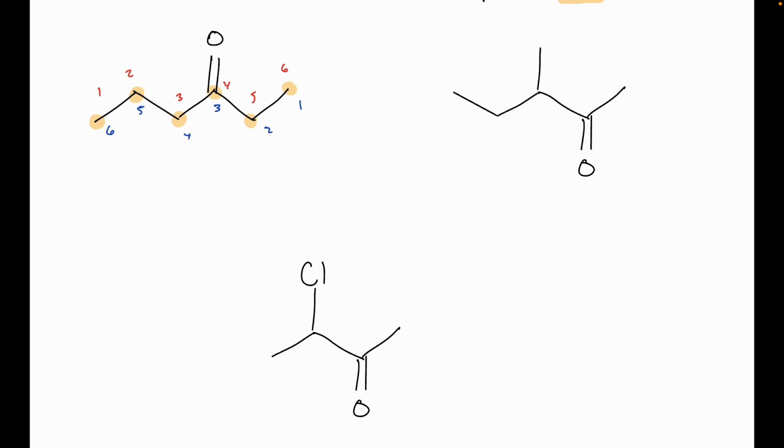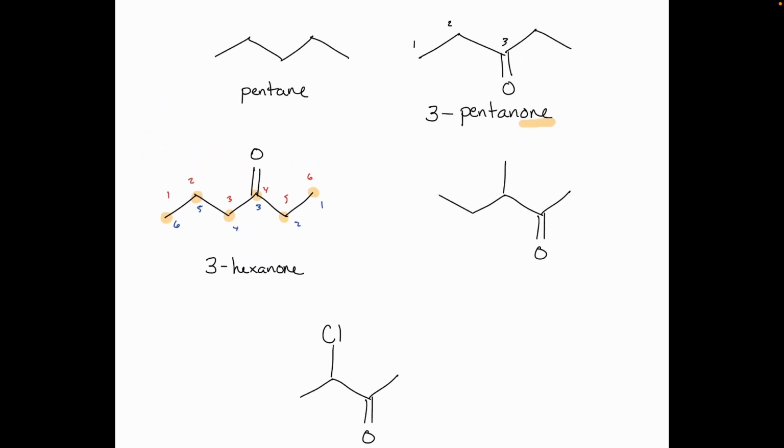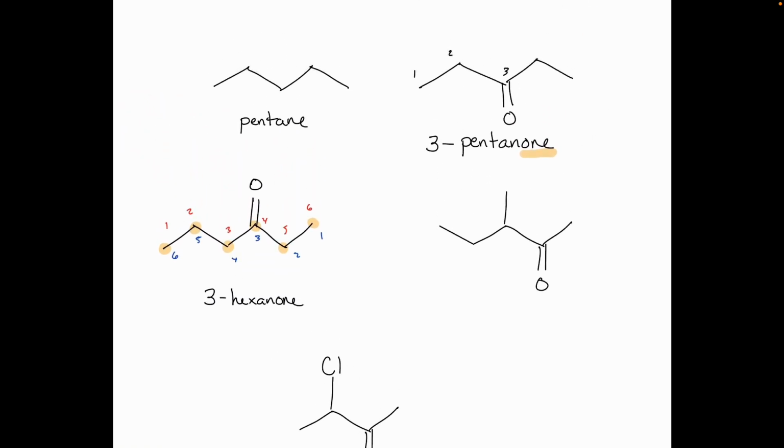So which numbering scheme am I going to pick, red or blue? Blue, right? Pick the lowest number on our functional group. So this would be 3-hexanone. All right, just like we saw before, the E of hexane gets replaced with that new functional group, the -one ending. So hexanone.